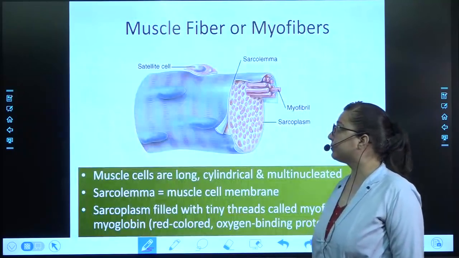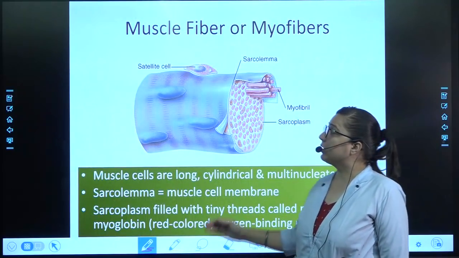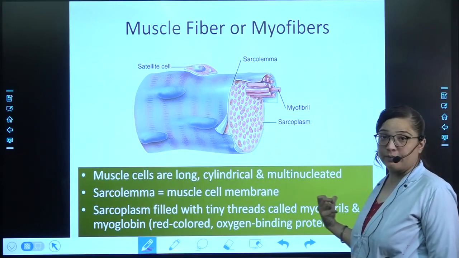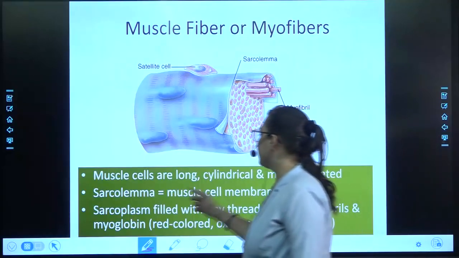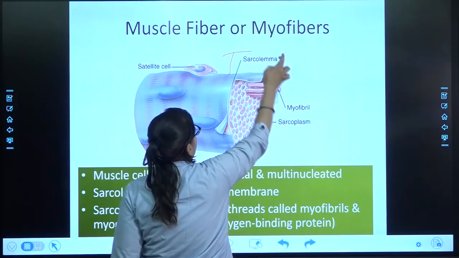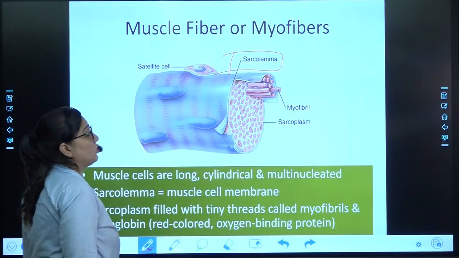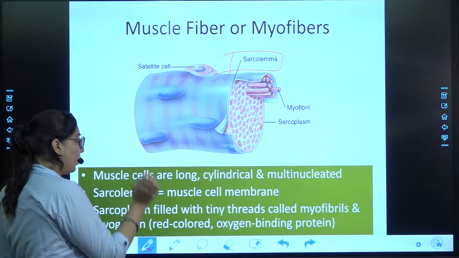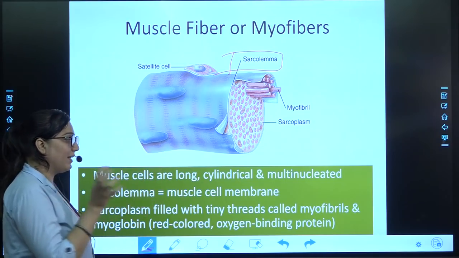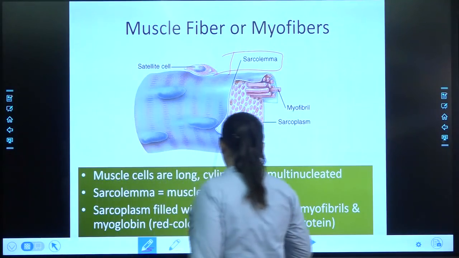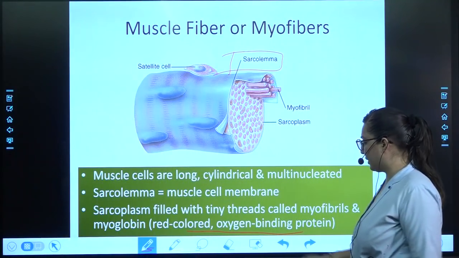Then next, this is about the muscular fibers. They are long, cylindrical and multinucleated. Then you have the sarcolemma, that is the outer layer of the muscle cell. What is it called? Sarcolemma. Sarcoplasm is filled with tiny thread-like myofibrils and myoglobin, that is a red colored oxygen-binding protein.